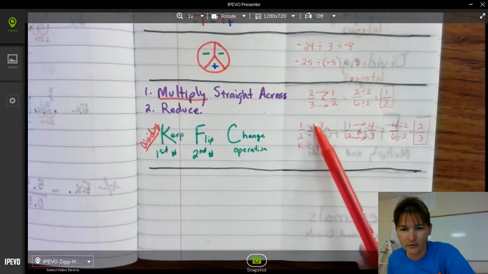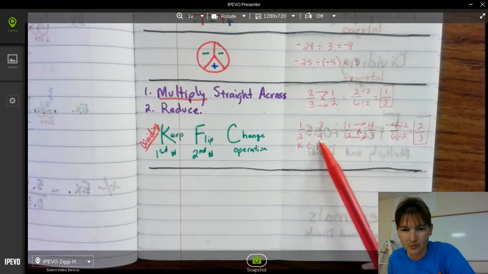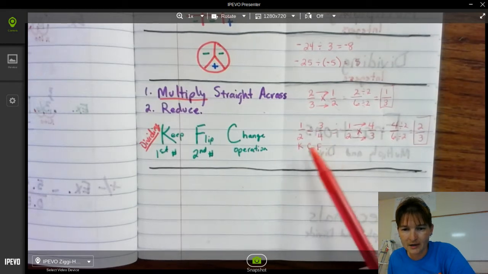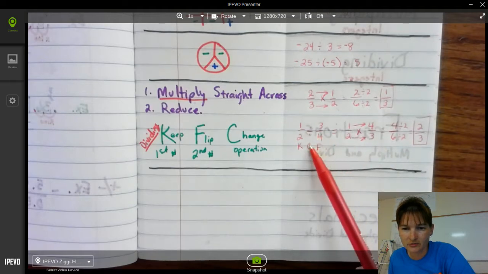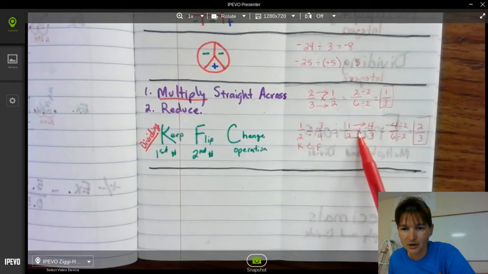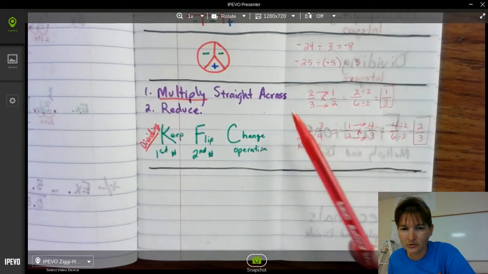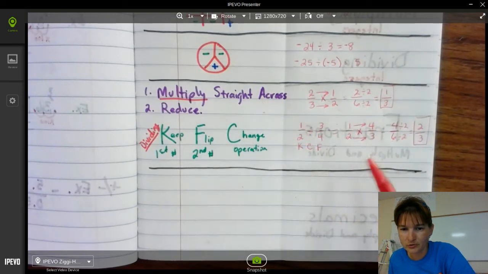Real quick, go back over it. We have 1/2 divided by 3/4. We used our method of KFC: keep the first fraction, flip the second fraction, which is the reciprocal, and change the operation from division to multiplication. Now that we have a multiplying fractions problem, we can use our multiplying fractions rules, which is multiply straight across. When we get our outcome, we want to make sure that we reduce if necessary to get to our answer.